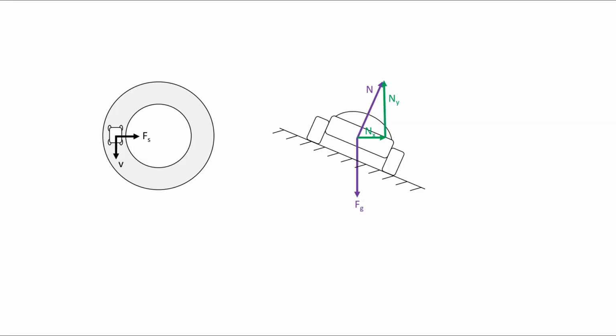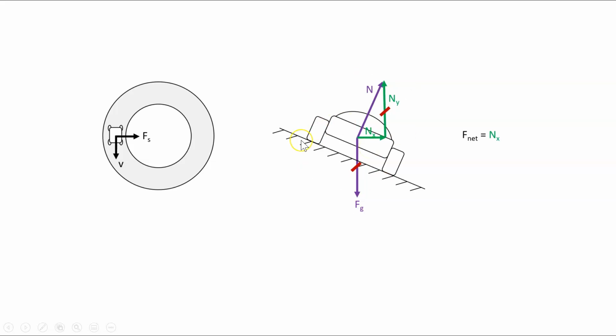The y component has to cancel out the force of gravity because the car is not accelerating up or down, it's only accelerating toward the center of the track. So the car is not sliding down the bank, it's just moving around a banked road. In this case, the net force would be the x component of normal force.